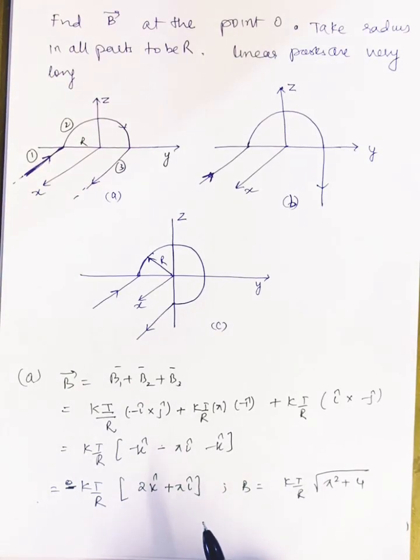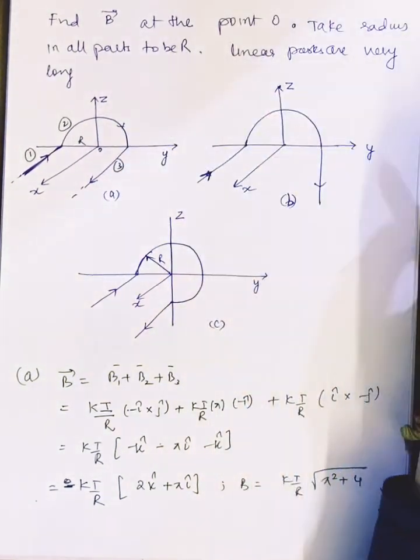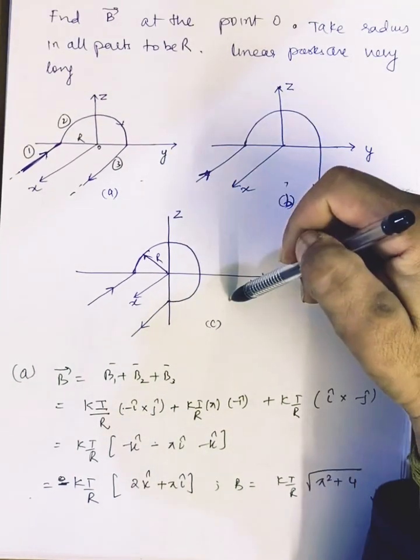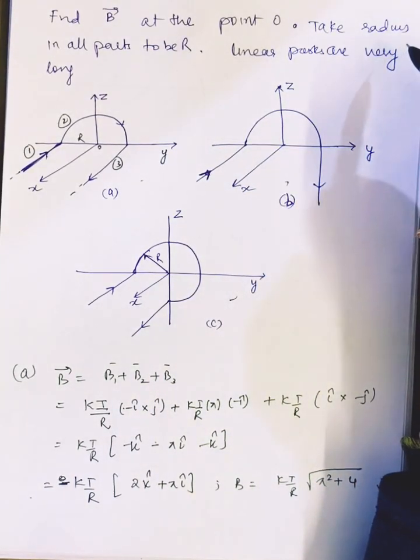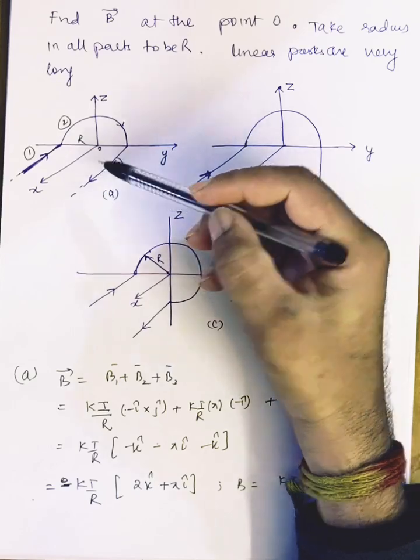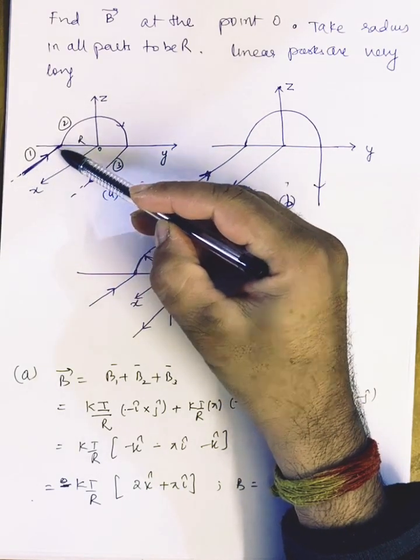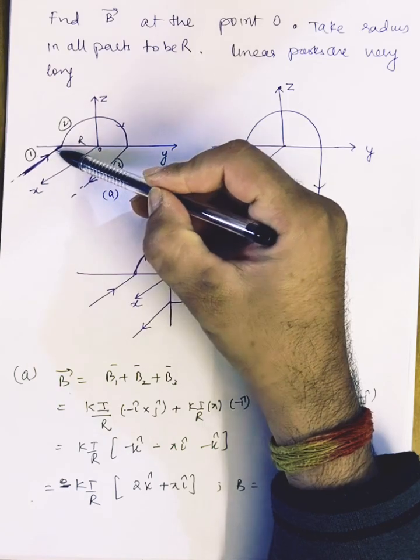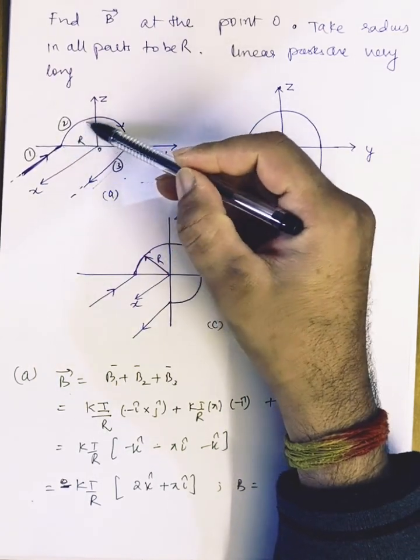Find the magnetic field at the point O. Take the radius in all parts A, B, C as R, and the linear parts are very long. Now, first I'm taking part B. I've named the parts 1, 2, and 3. This is a semi-infinite wire, and a circular wire.